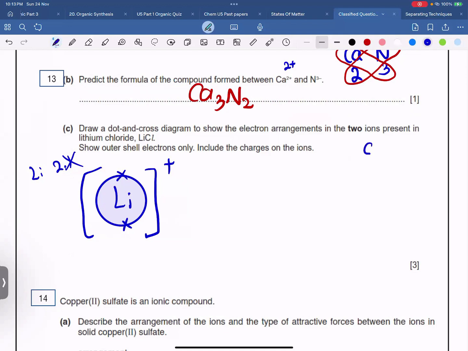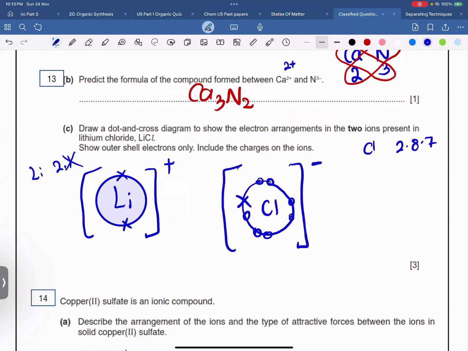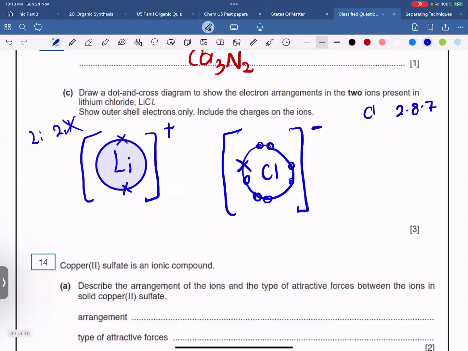For chloride, in the periodic table, electronic configuration according to number of electrons, 2, 8, 7. So only one electron is required to have a full outer shell. So draw the outer shell only for chloride. So this is chloride, 1, 2, 3, 4, 5, 6, 7, and 1 cross from lithium, accepted from lithium, and -1. Now, electrons more than protons by 1.